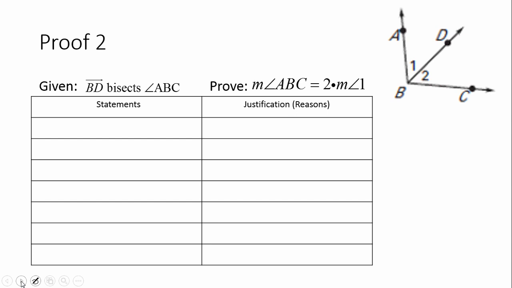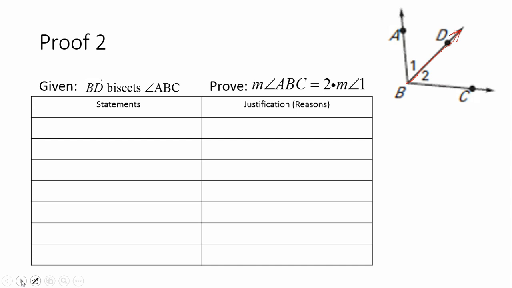We have BD bisects angle ABC. So ray BD in this picture up here bisects angle ABC. And then we're going to prove that the measure of angle ABC, that's the whole angle up here, would really be 2 times whatever the measure of angle 1 is. Okay, so that's our job or our goal. Understanding, of course, that BD here, this ray, is an angle bisector, so it's cutting the angle in half.